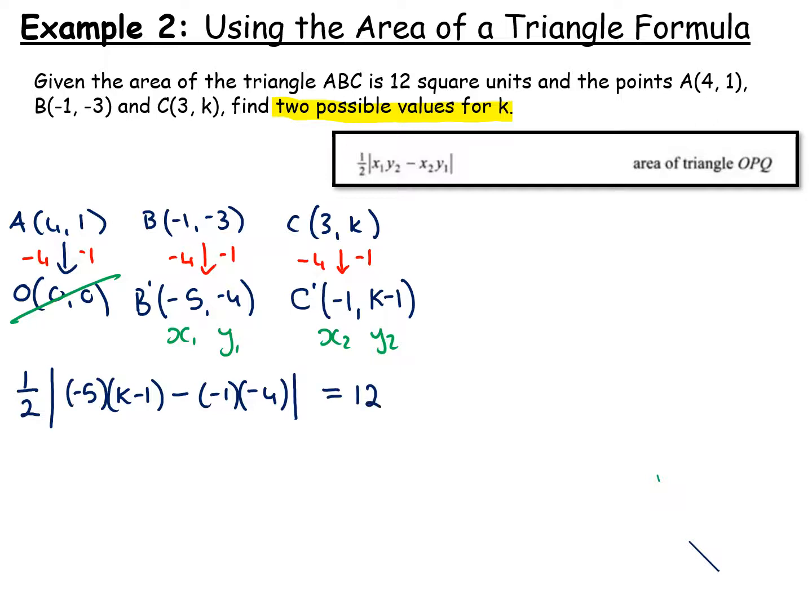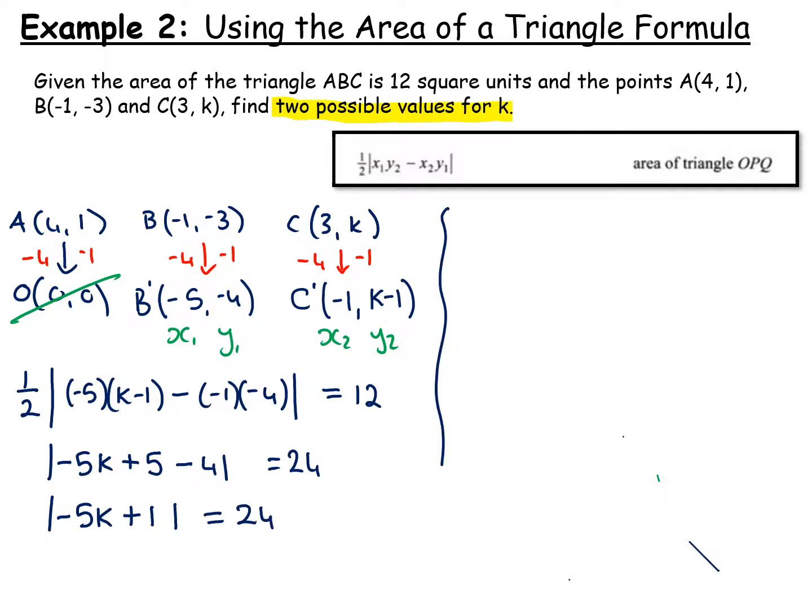So first thing I'm going to do is multiply both sides by 2 to get rid of my half. And I get minus 5k plus 5. Minus 1 by minus 4 is plus 4 minus 4. And this equals 24. Cleaning this up, I get minus 5k plus 1 equals 24. Now, my absolute value signs mean that what's in there must be positive. The problem at the moment is I don't know what k is. K might be positive, k might be negative, and depending on the value of k, what's in the bracket might be positive or it might be negative.